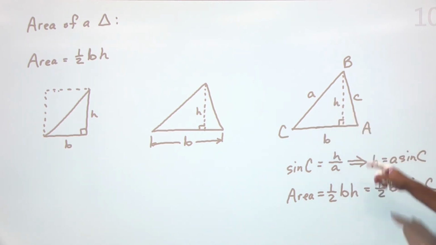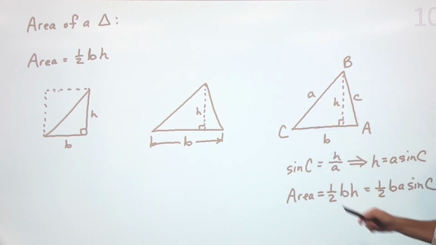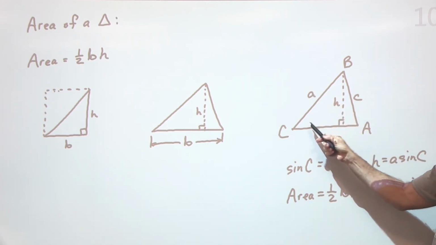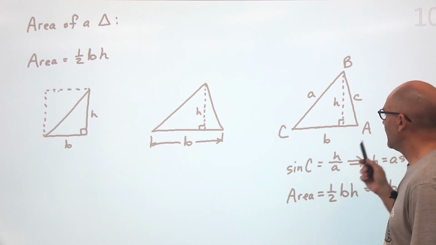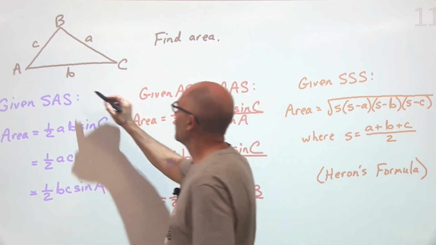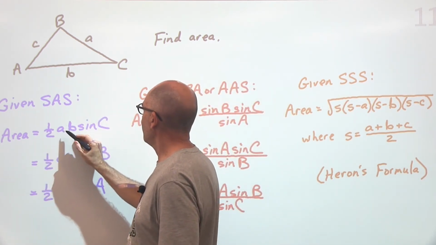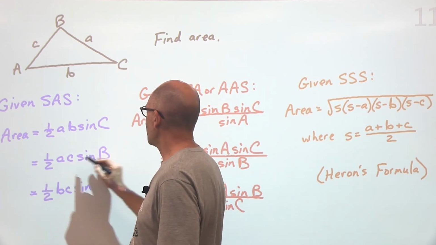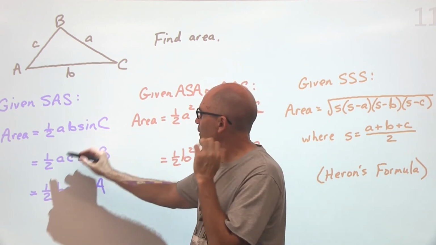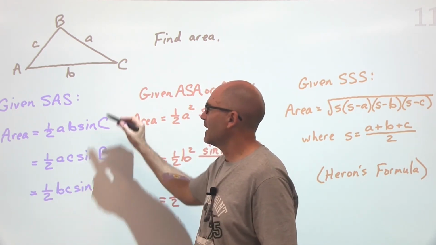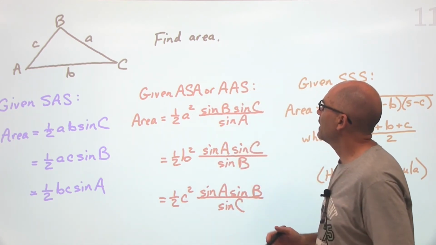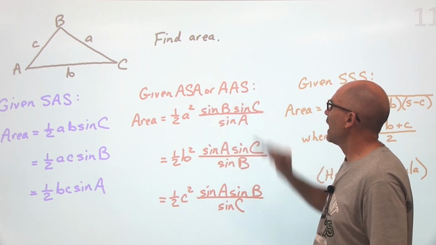Notice if I have side, angle, side, all I do is go 1/2 times the product of those two sides times the sine of the angle in between. That gives me the area of the triangle. So, if I have side, angle, side, then I can go 1/2 AB sine C, or 1/2 AC sine B, or 1/2 BC sine A. So it's 1/2 times the product of any two sides times the sine of the angle in between. Piece of cake.